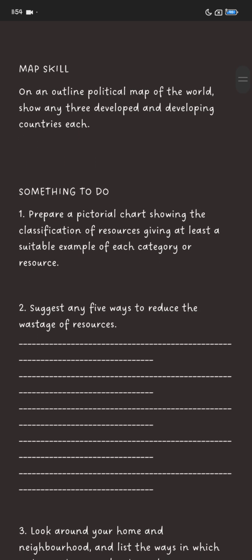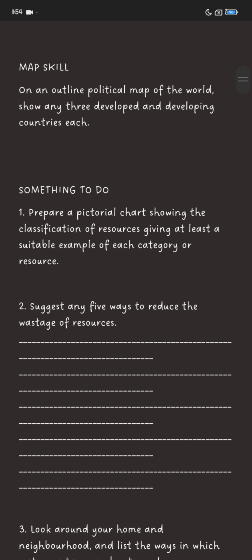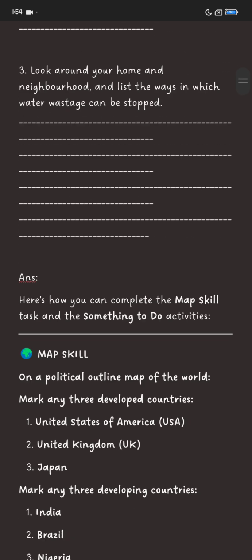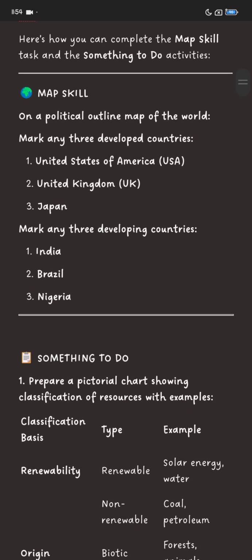Map skill. On an outline political map of the world, show any 3 developed and 3 developing countries each. On the political outline map of the world, mark any 3 developed countries like United States of America, United Kingdom, and Japan. Mark any 3 developing countries like India, Brazil, and Nigeria.